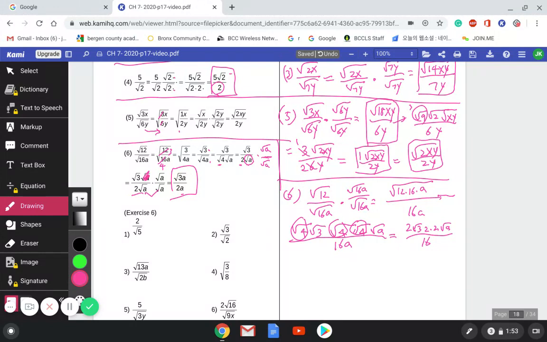And you have three 2's, right? 2 to the 3 is 8. So 8 radical 3 and a, that's inside, and 16. 8 goes into 16 twice, 8 goes into 8 once, so radical 3a over 2. So if you think this is easier, then you can do it this way.